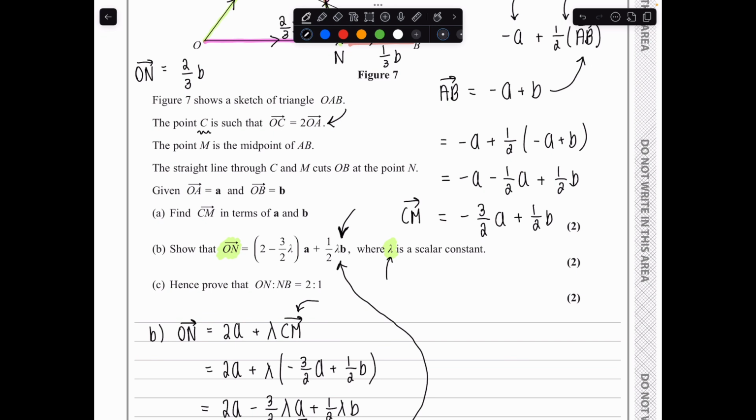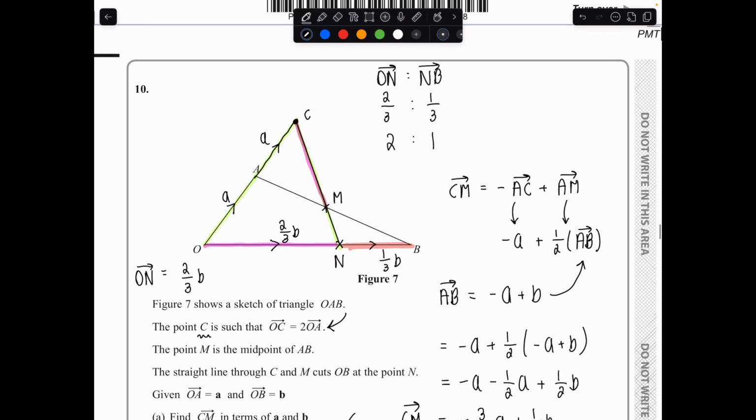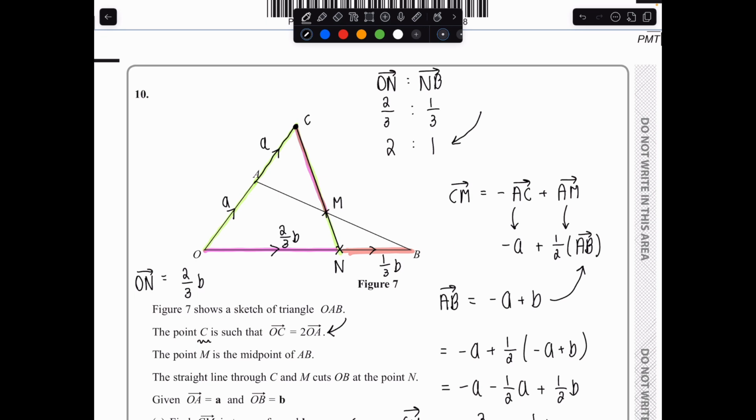That's exactly what we wanted to show in part C, the ratio of 2 to 1, which we've shown up here. And that would be question 10 from paper 2, June 2019. So this is quite a tricky question, but the main trick that we need to understand here is when we have points on a straight line, to go from one point on the line, such as M, to a point somewhere else on the line, N, all you have to think is this must be a scalar multiple of a vector that I know that is on the line.